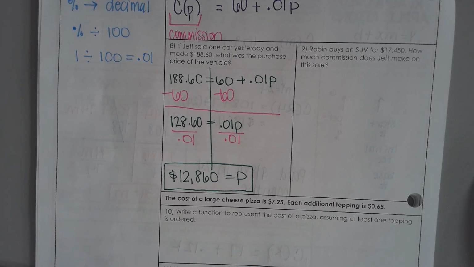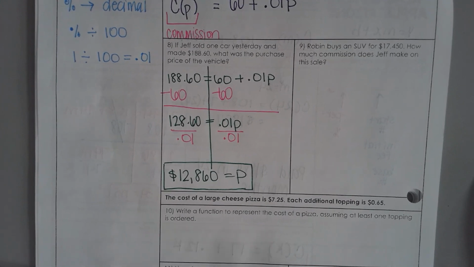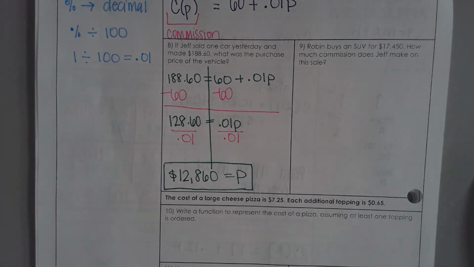Now, Robin is going to this car lot. She's going car shopping. She buys an SUV for $17,450. We want to know how much commission Jeff makes on this. Is it going to be more than $188 or less? More. A more expensive car means more commission. So you should get a number a little bit over $188.